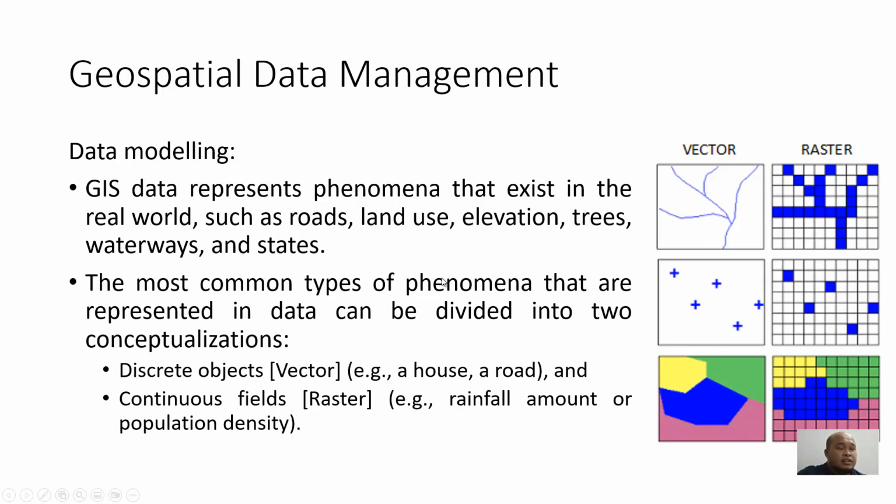Next is data modeling. GIS data represents phenomena that exist in the real world, such as roads, land use, elevation, trees, waterways, and states. The most common types of phenomena that are represented in data can be divided into two conceptualizations. First is the discrete objects. Secondly is the continuous fields. So the discrete objects is the vector, right? It's called the vector.